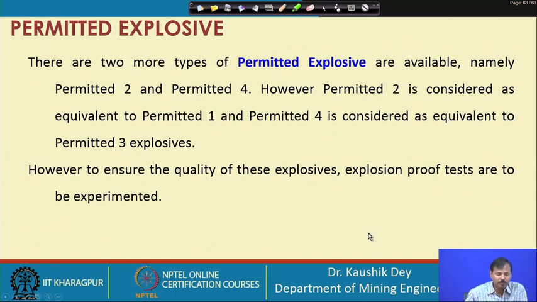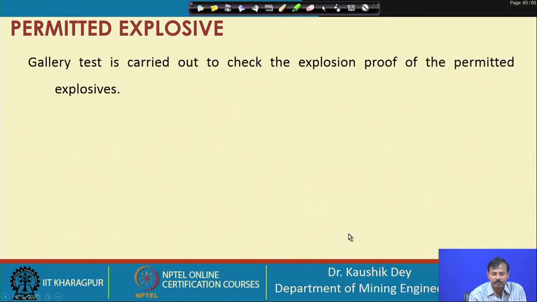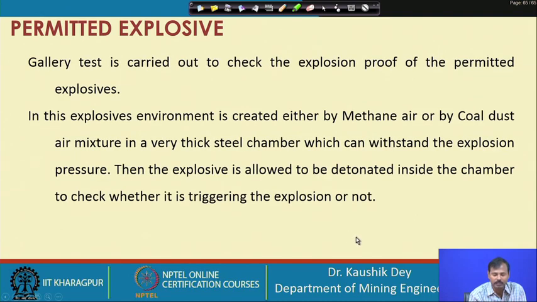But the problem is how this permitted explosive can be certified, that these explosives are of the desired quality or have the desired quantity of quenching material, and that those quenching materials are performing well. For this, explosion proof tests are required, and these are described as the gallery test and the incendivity test.